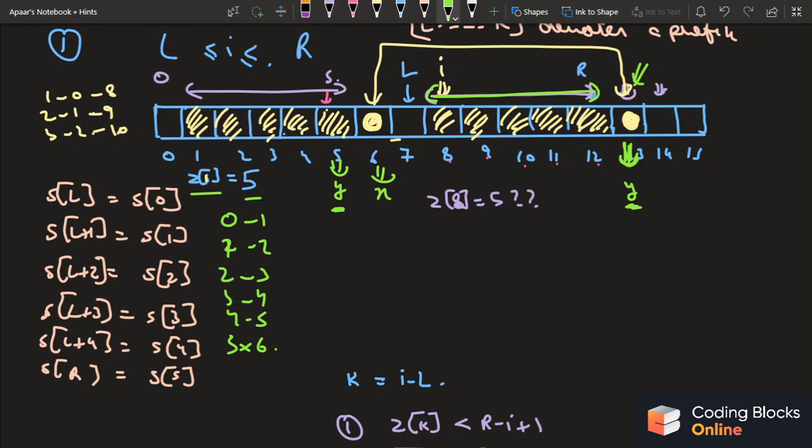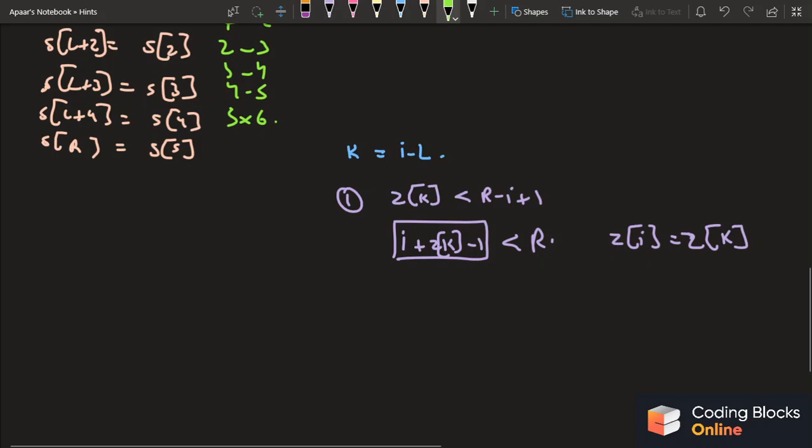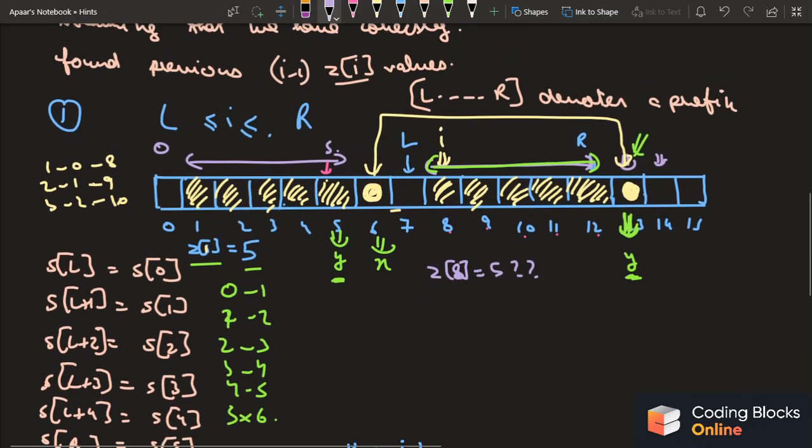Because I haven't calculated the further characters, whether they match or not, right? So for the second case, if my rightmost ending, that is i + z[k] - 1, is greater than or equal to r, then I'll simply start matching the new character, that is this 13. I'll start matching this 13 here, whether it matches with 5 or not, because it is quite possible that this 13 will match with this 5, right?